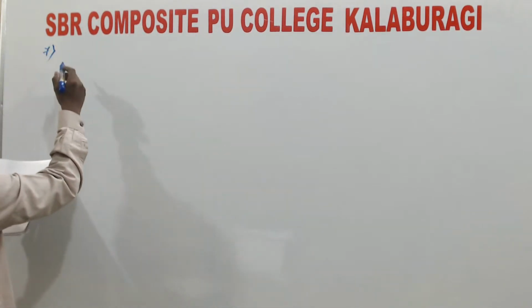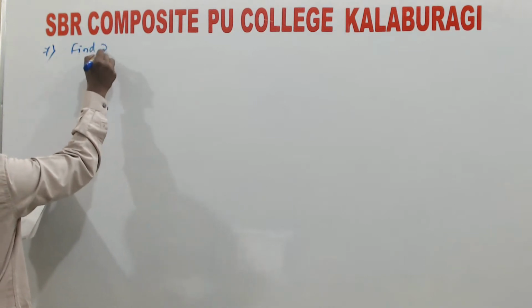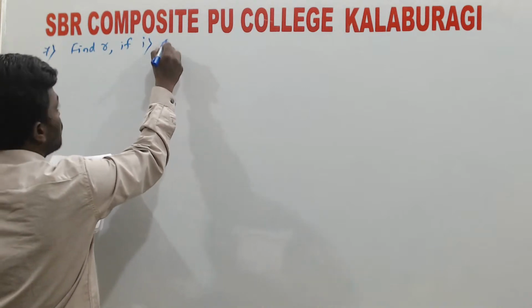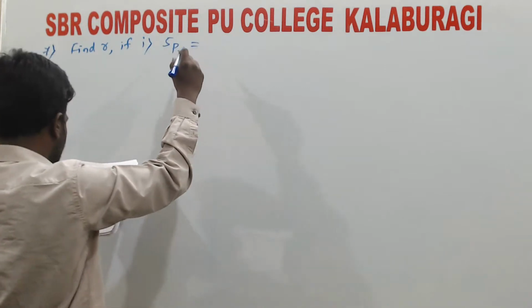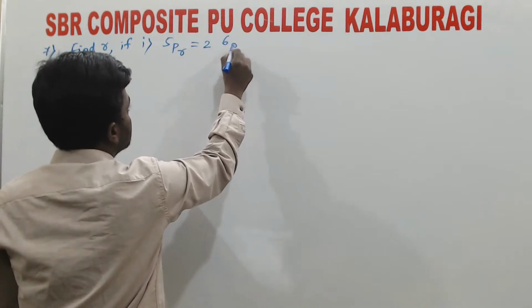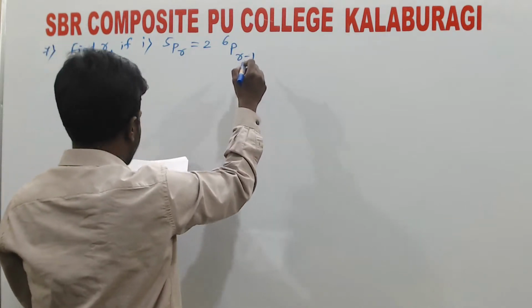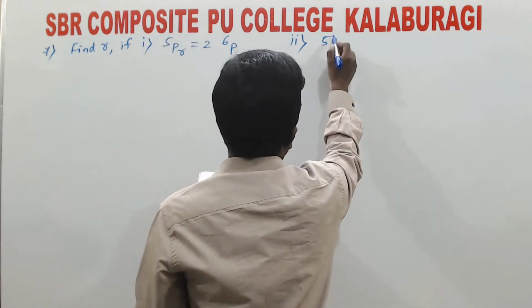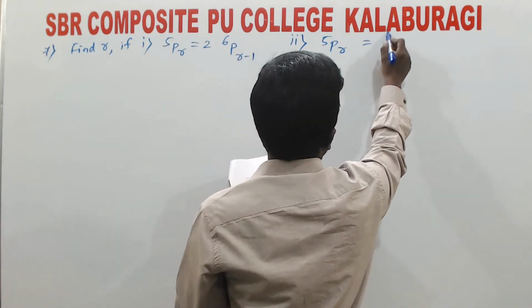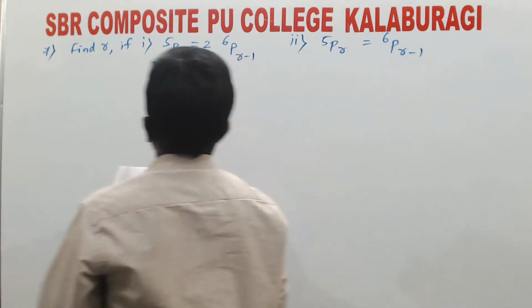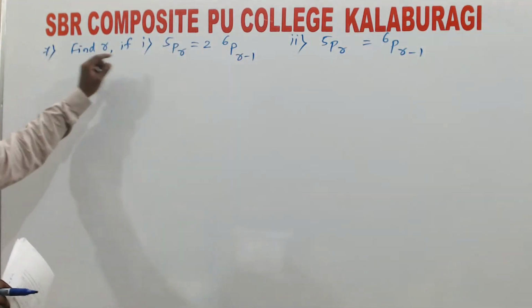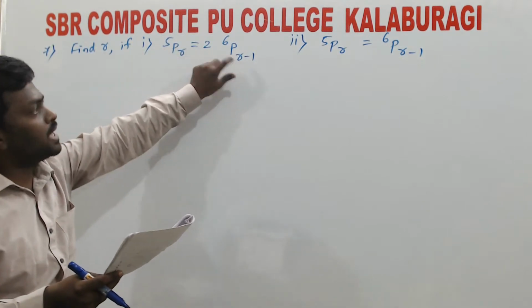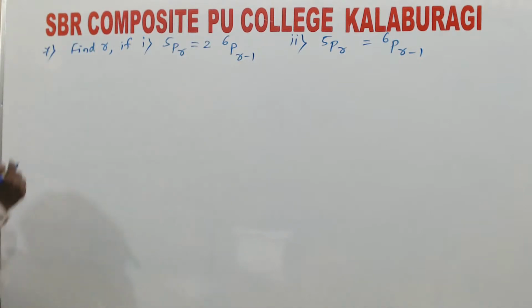Seventh question. Find r if first one: 5Pr is equal to 2 into 6P(r minus 1), and among the 7th only we have 2 bits. Second one: 5Pr is equal to 6P(r minus 1). So find the value of r if 5Pr is equal to 2 times 6P(r minus 1). Now just apply the formula.